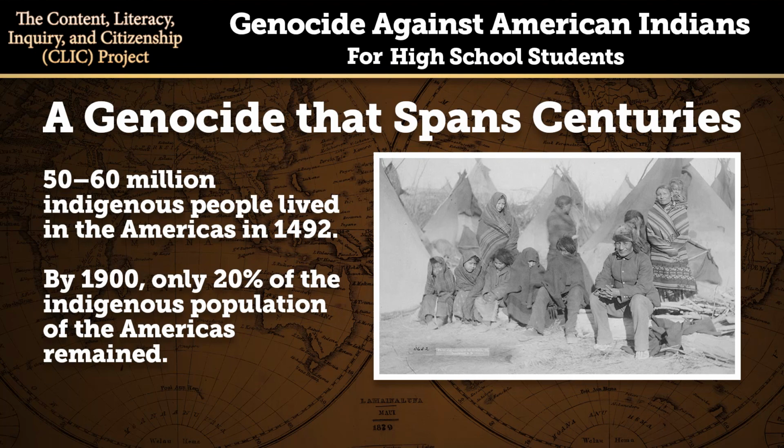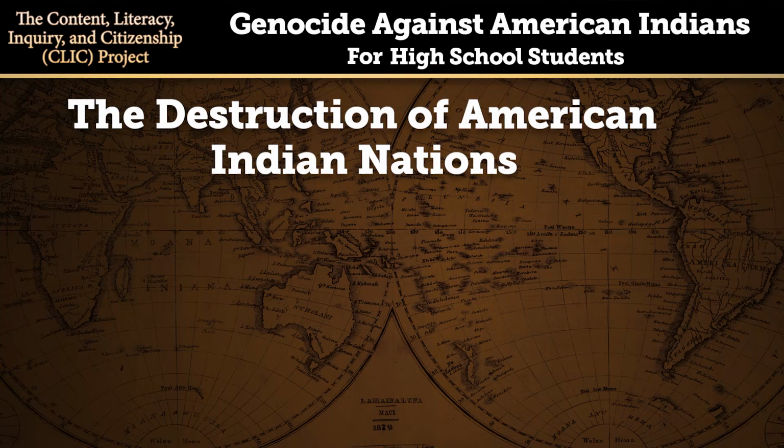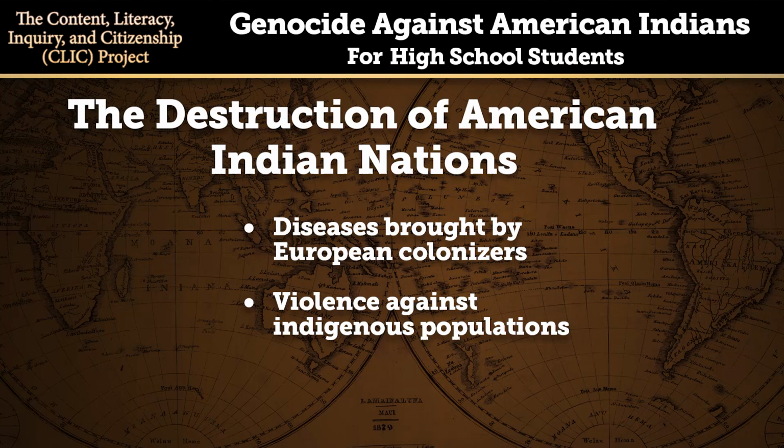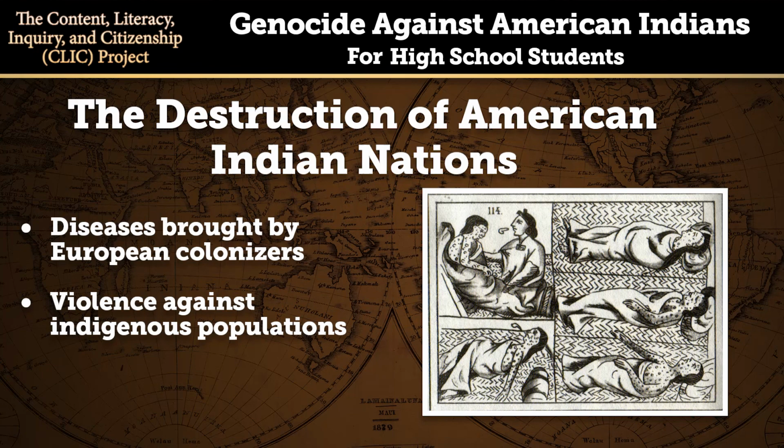The destruction of American Indian nations was partly achieved through exposure to diseases brought by European colonizers. Violence against indigenous populations, including the intentional spreading of disease, also contributed to the large death toll. In many cases, this violence was directed by colonial governments and settlers. This drawing depicts Aztecs in the 1600s who were suffering from smallpox, demonstrating that this method of genocide spanned current political borders across the Americas.